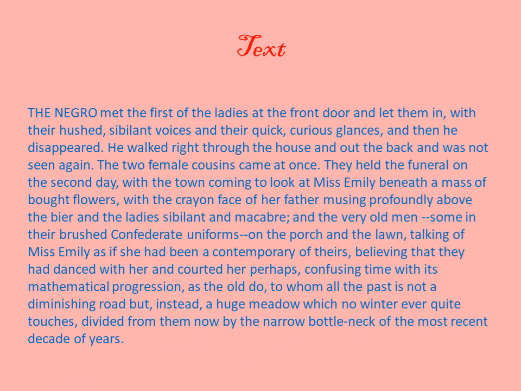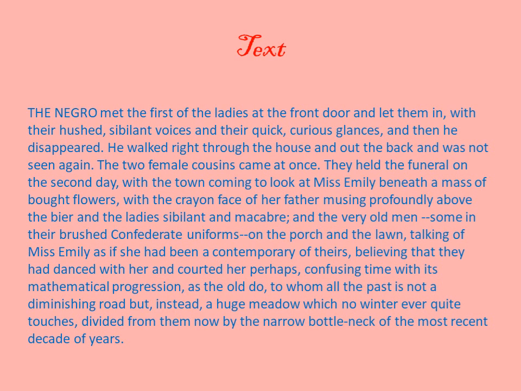Now let's continue with the text of the story. We have seen that Emily has died, and all she has left with her is that old Negro servant, and she died in the downstairs room of her house. The Negro met the first of the ladies at the front door and led them in. So after the death of Emily, when ladies came to visit that house, the Negro let the first of the ladies in at the front door, and he brought them in with their hushed sibilant voices and the quick, curious glances, and then he disappeared.